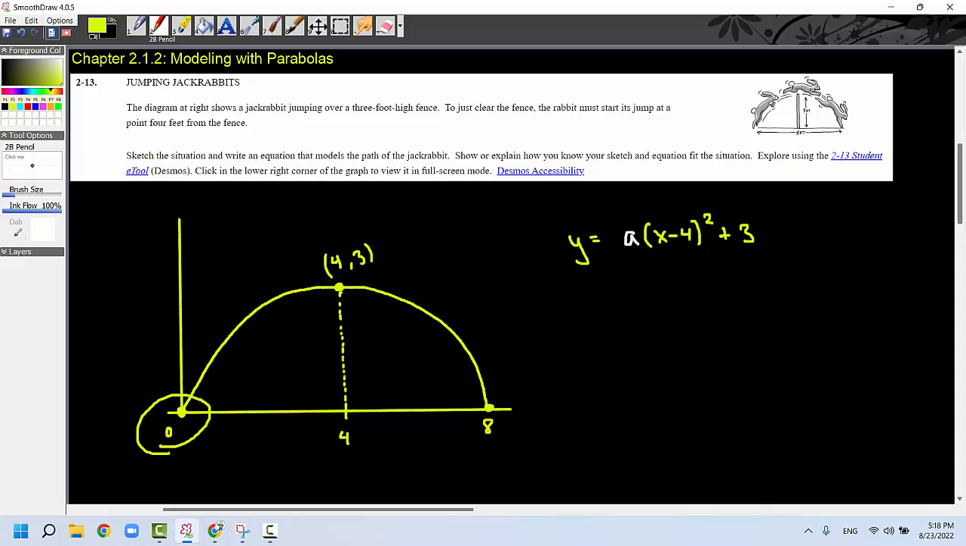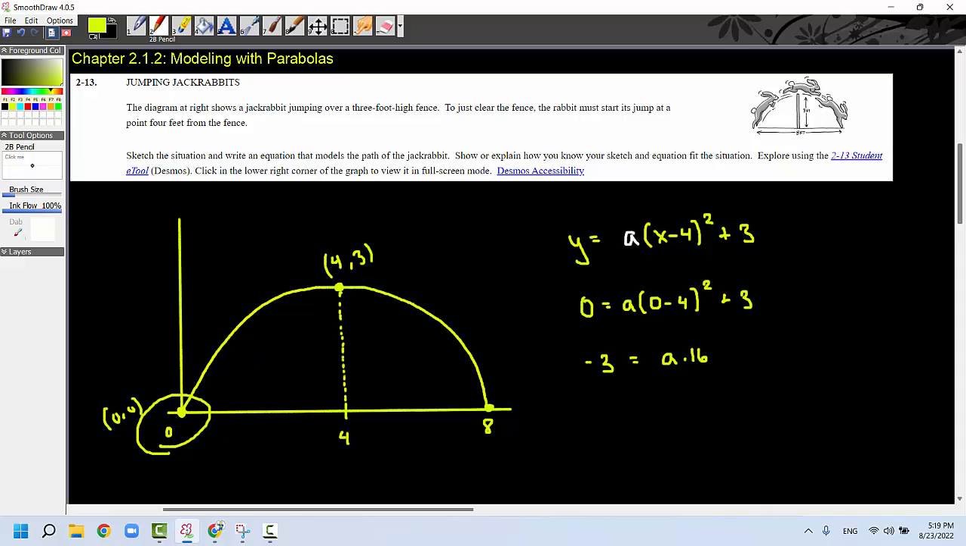So from here, I'm going to say, all right, this is the point (0, 0), which gives me a 0 for y, a, and then a 0 for x, and then plus 3. If I subtract 3 from both sides, I get negative 3 equals a times 16, because 0 minus 4 is negative 4, and negative 4 squared is 16.